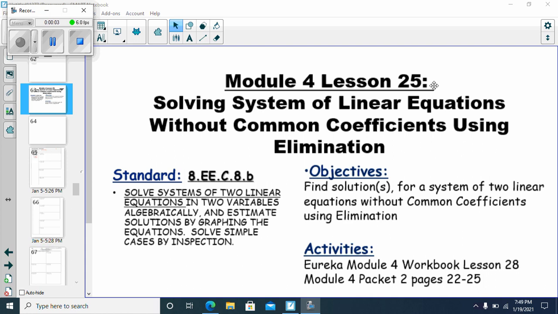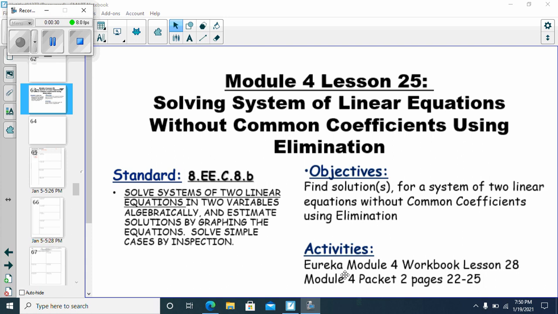This is Module 4, Lesson 25, Solving Systems of Linear Equations Without Common Coefficients Using Elimination. Now, we've talked about elimination before. We did that in our last lesson, Lesson 24, and I worked several problems for you. Now, we're going to do it when we don't have common coefficients. Our objective is to find the solution for a system of two linear equations without common coefficients using elimination.